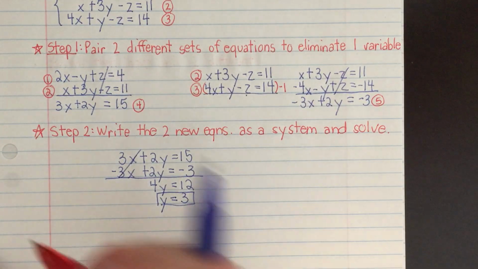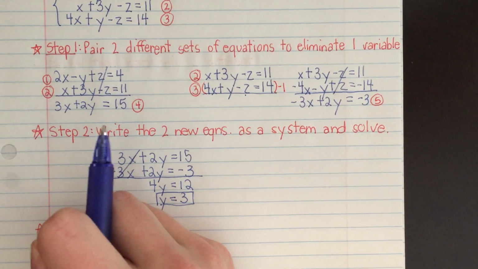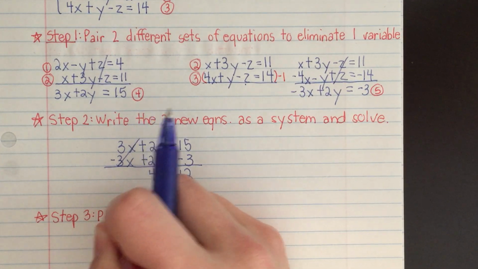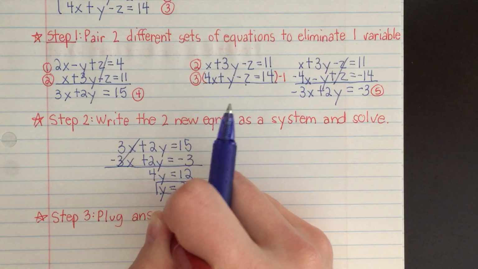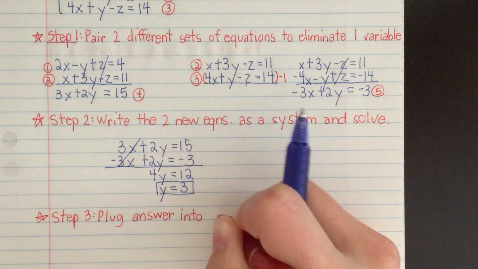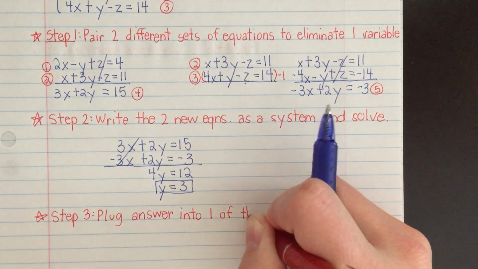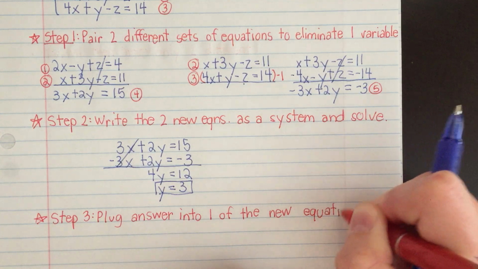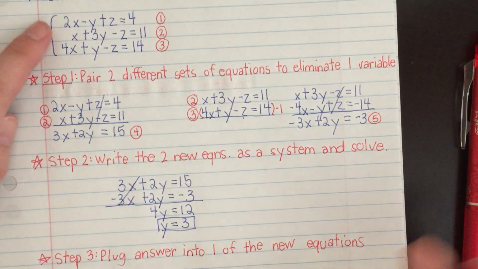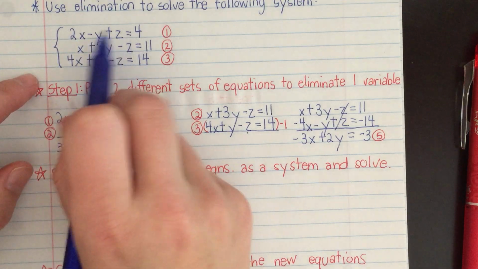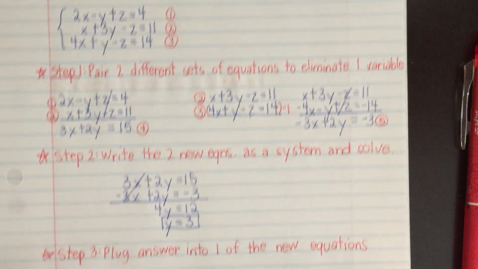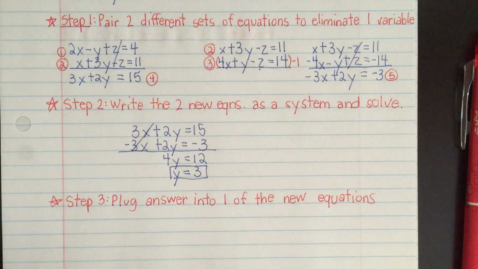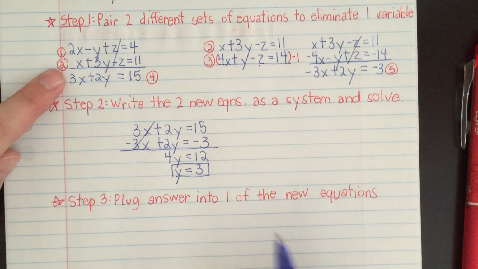Now that I've solved for one variable, step 3 is to plug the answer into one of the new equations, either 4 or 5. Because if I plug y into one of the original equations, that's fine, but I'm still going to have x and z and I'm not going to be able to solve. But if I plug y into one of these two, I will be able to solve for x because there is no z. Just for ease, I'll pick the first one.